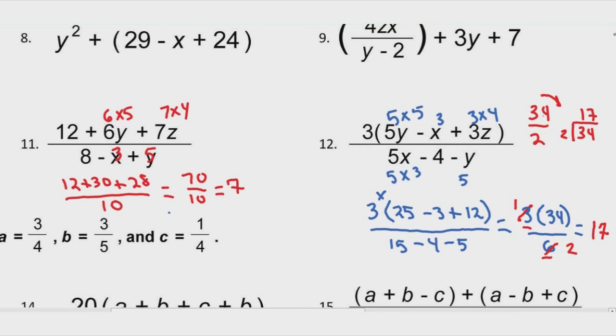Just push it over, and as you push it over, you'll see that the 34 falls over here. See how it falls right there? And the 2 just stays right there. So you end up with 34 divided by 2.